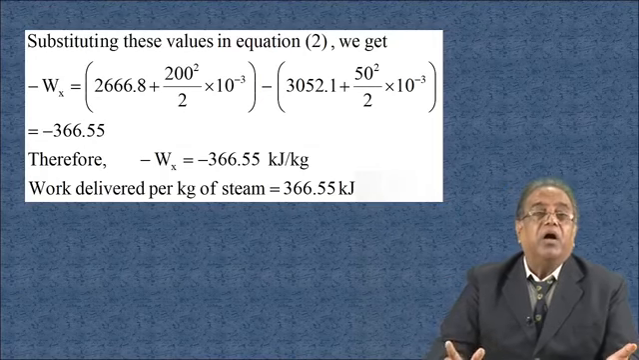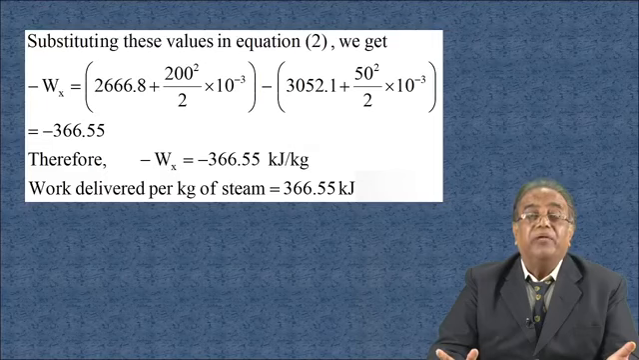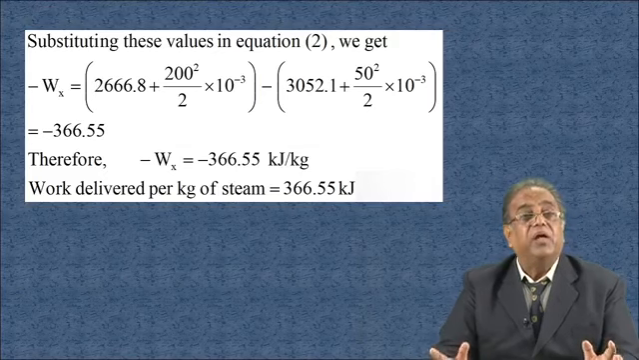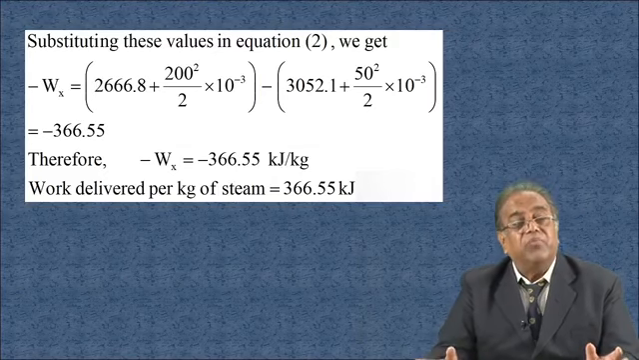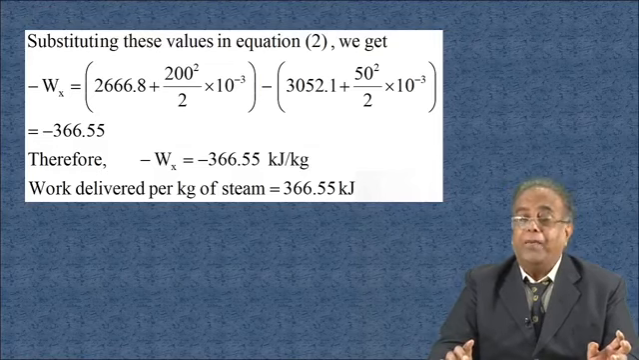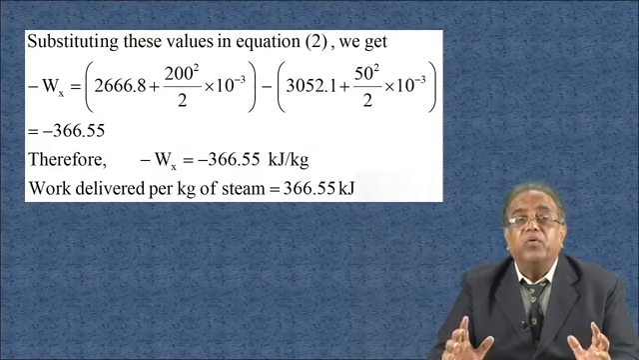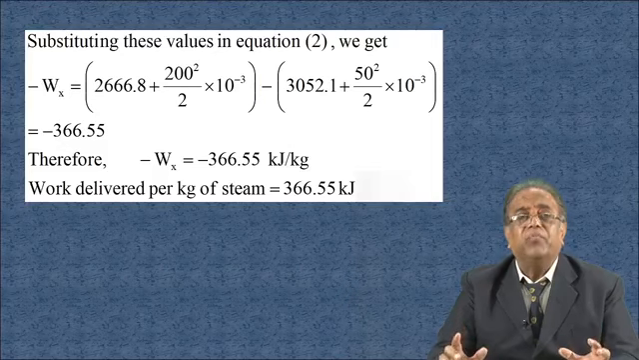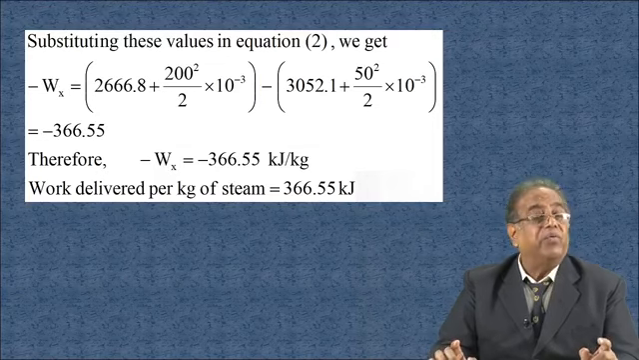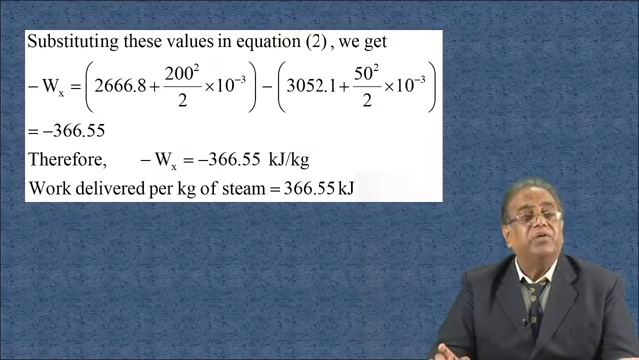So, we have discussed the steam power plant in detail and we have seen that there are four components in a steam power plant. One is the boiler, the second one is the turbine, the third one is the condenser and the fourth one is the pump. If you consider all these four components together, then you can think of a control volume, and there is a control surface we have shown by the dotted line.